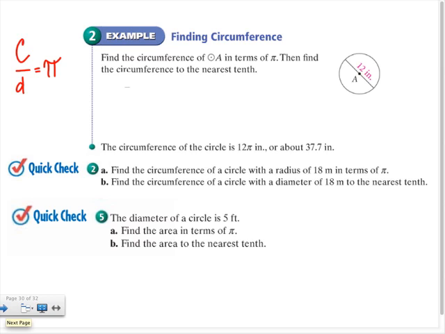For any circle, you can take its circumference, you can divide it by its diameter, and you will always get 3.14159, and so on and so forth. It's always the same number.